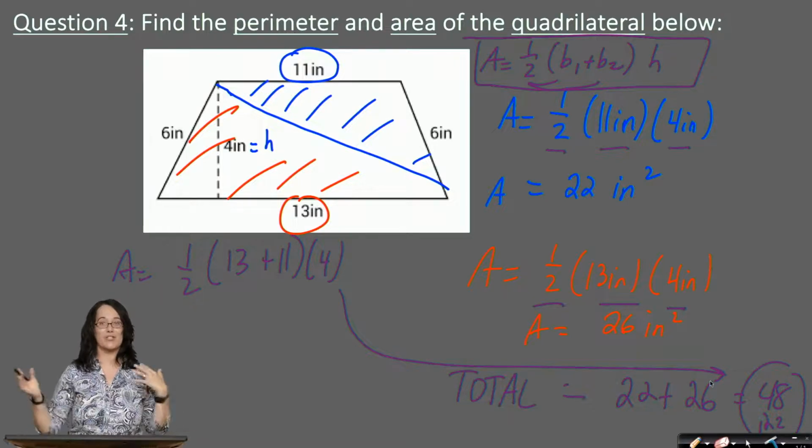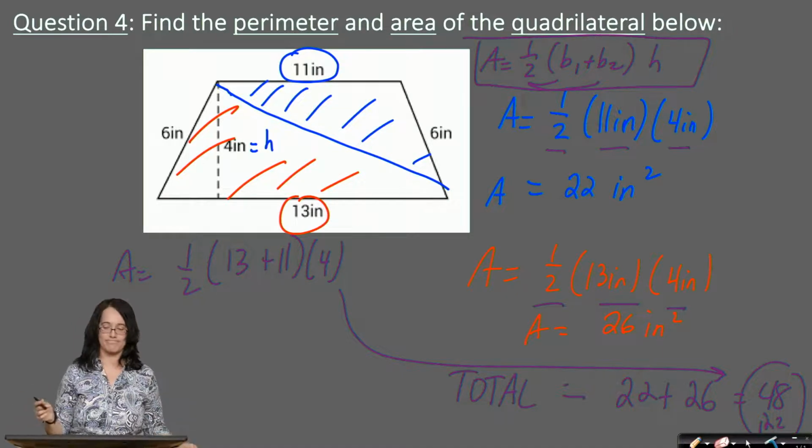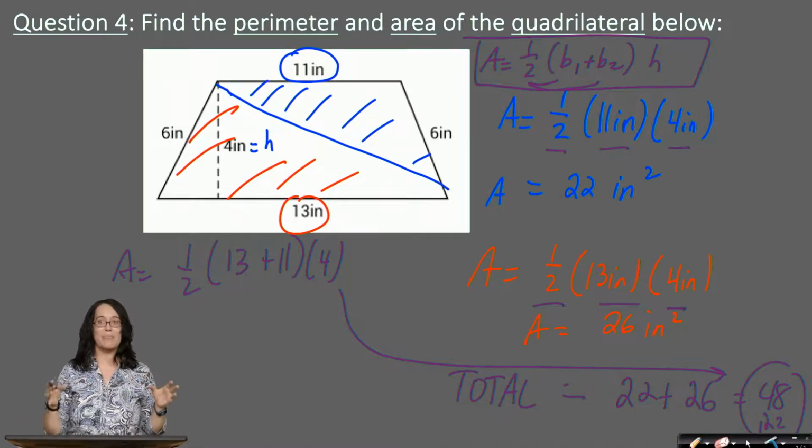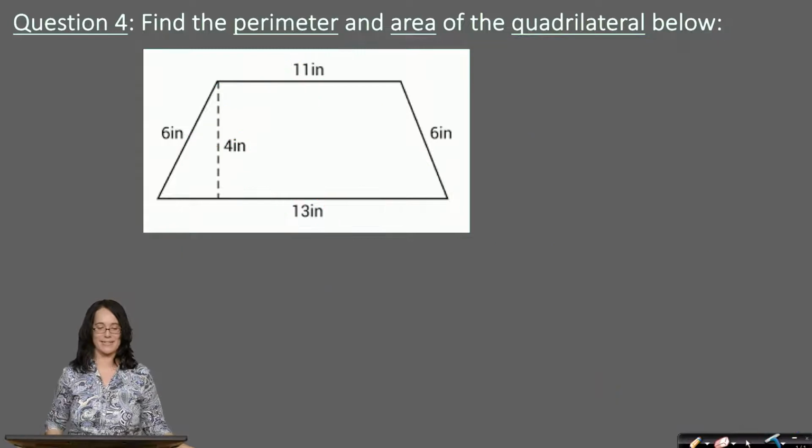So check it out. Make sure you're comfortable with both ways, because sometimes you're going to forget a formula and you need to be able to figure out how to get the area. Okay, so again, it doesn't have to be a trapezoid, but you need to feel comfortable with any of the polygons that we discussed, finding the areas. Okay, when you're ready, let's head to our next example.